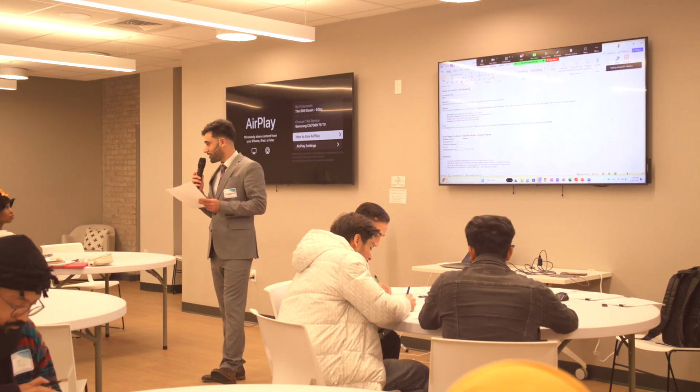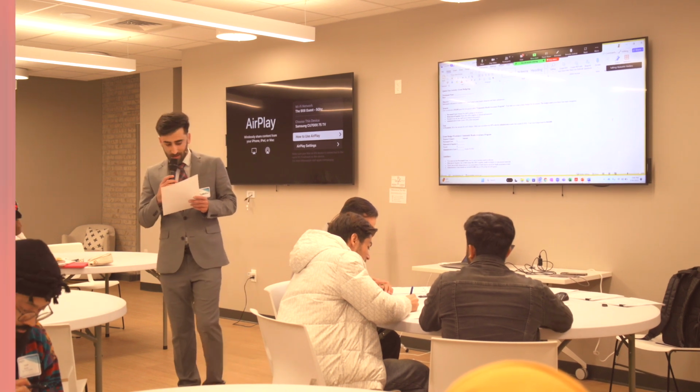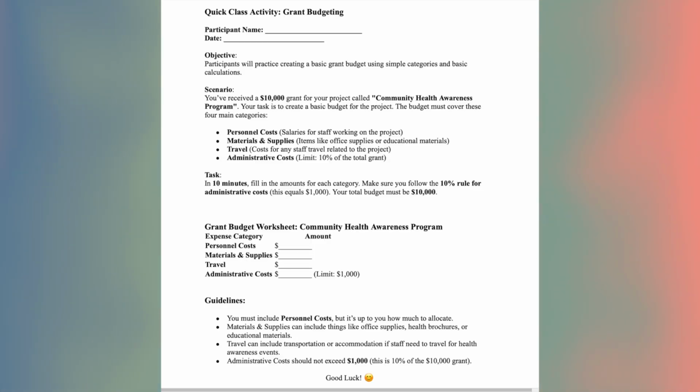Okay. So for this activity, we have 10 minutes. You have received $10,000, and the project is called Community Health Awareness Program. You are going to spend that $10,000 on personnel costs, materials or supplies, natural resources, travel, and administrative costs. But if you look at an actual grant when you are making a budget, there will be a lot of restrictions. There will be a lot of rules about how much you can spend on personnel, natural resources, and supplies.